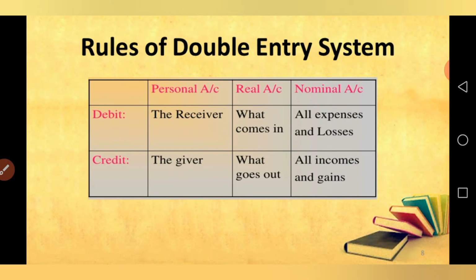We have already studied the types of accounts. Now, rules for the double entry system. Because you know, the next step we are going to do is the journal entries. For that, you need to understand how the journal entries are being passed. You've understood the accounts, how these are being involved. Whether you have to debit the account or credit the account, for that you need to understand the rules of the double entry system.